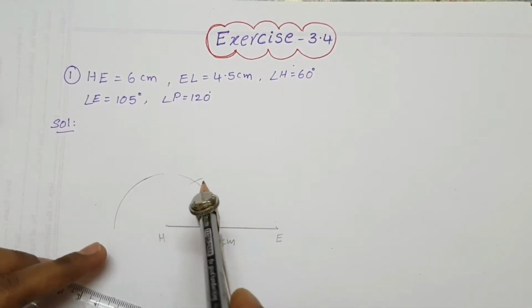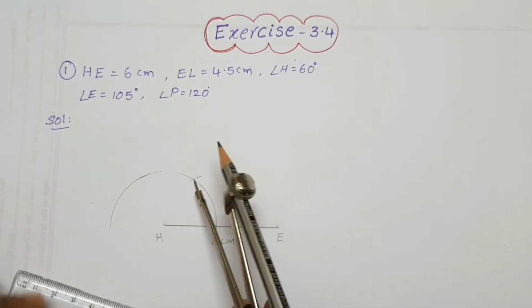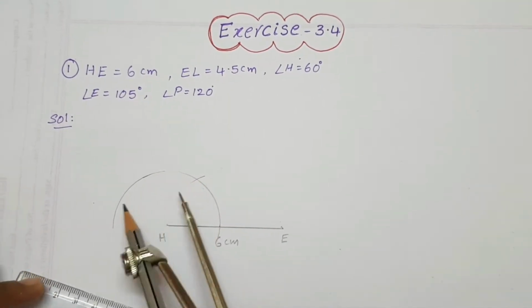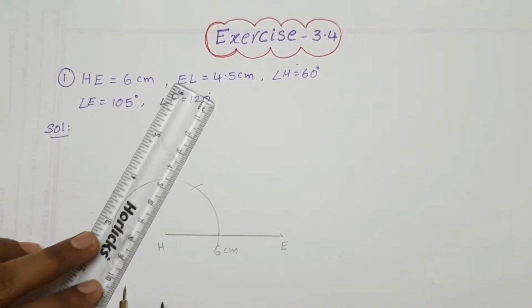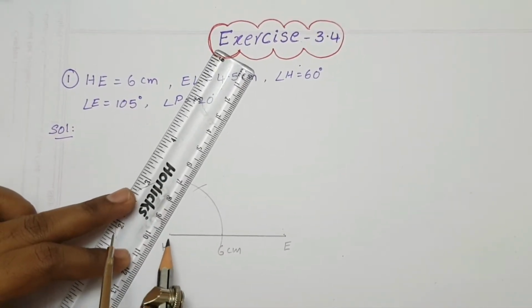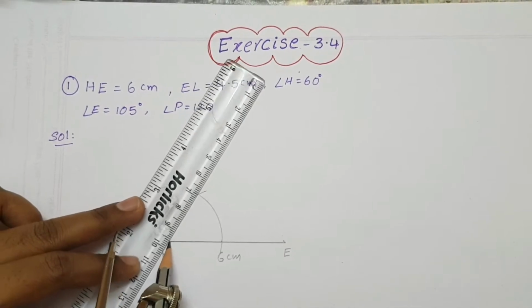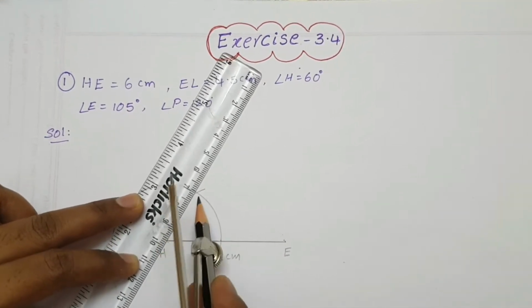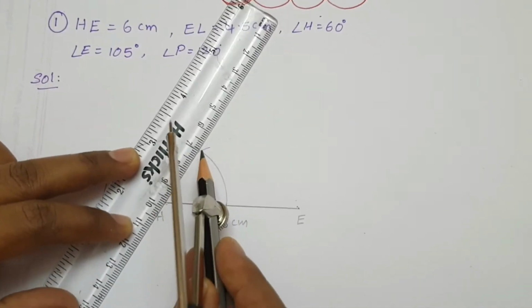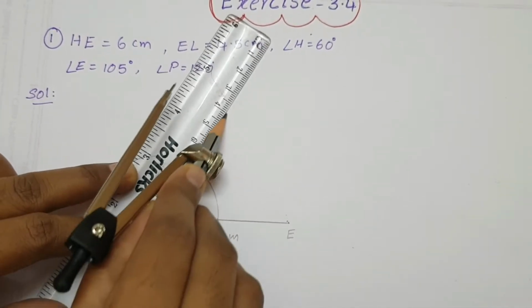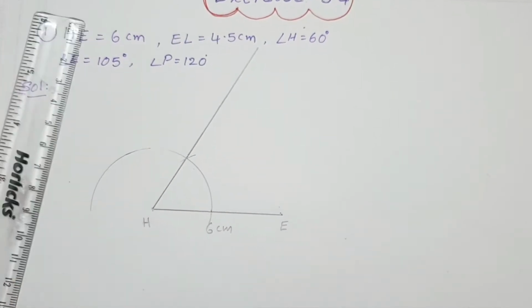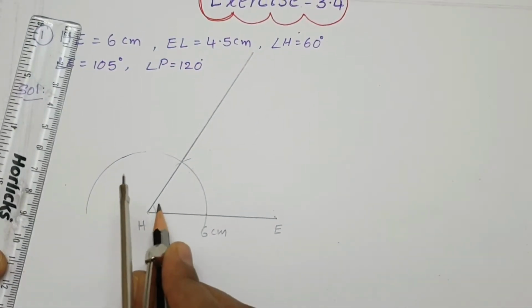This is 60 degrees. Again here, one arc, we get 120 degrees. But no need, here only 60 degrees. This is 60 degrees without using protractor. Draw like this. This is 60 degrees.